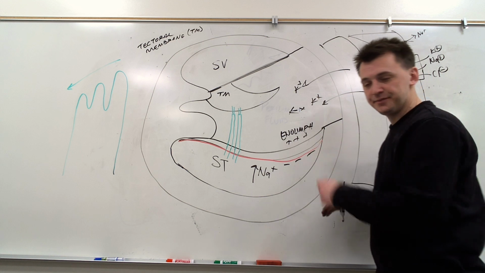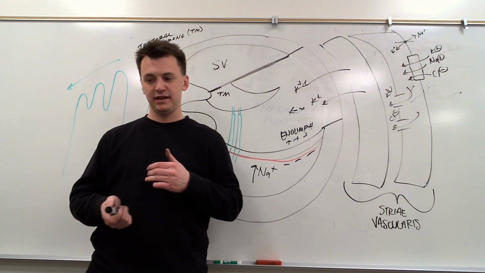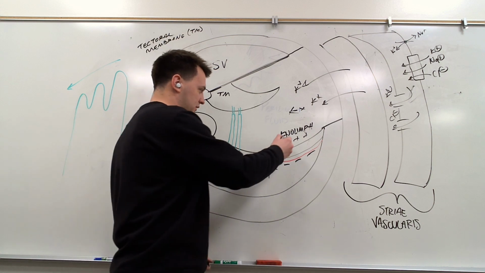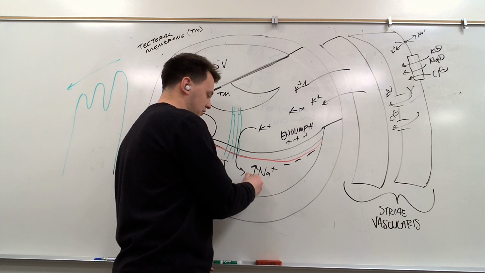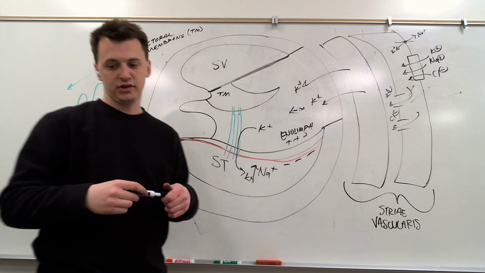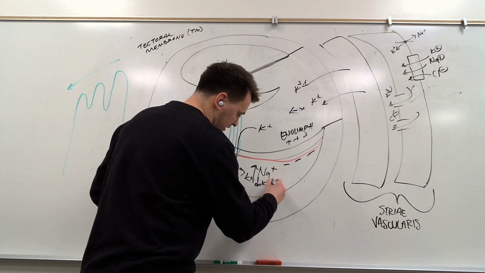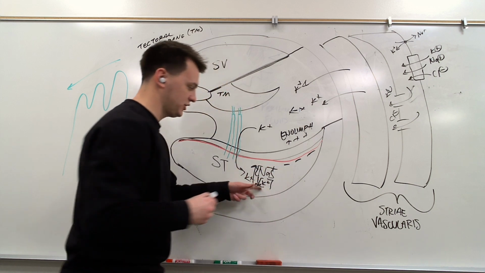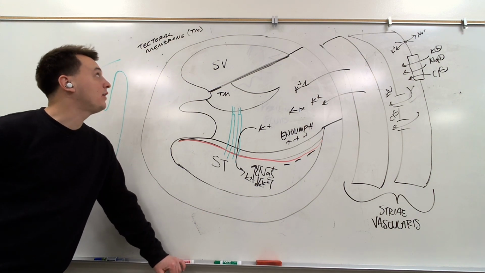Now there's a gradient. This gradient helps it so that potassium can come in and wants to go into here because it wants to go to the negatively charged things. And there's also a low concentration of potassium there. And so that's kind of what's going on right now.